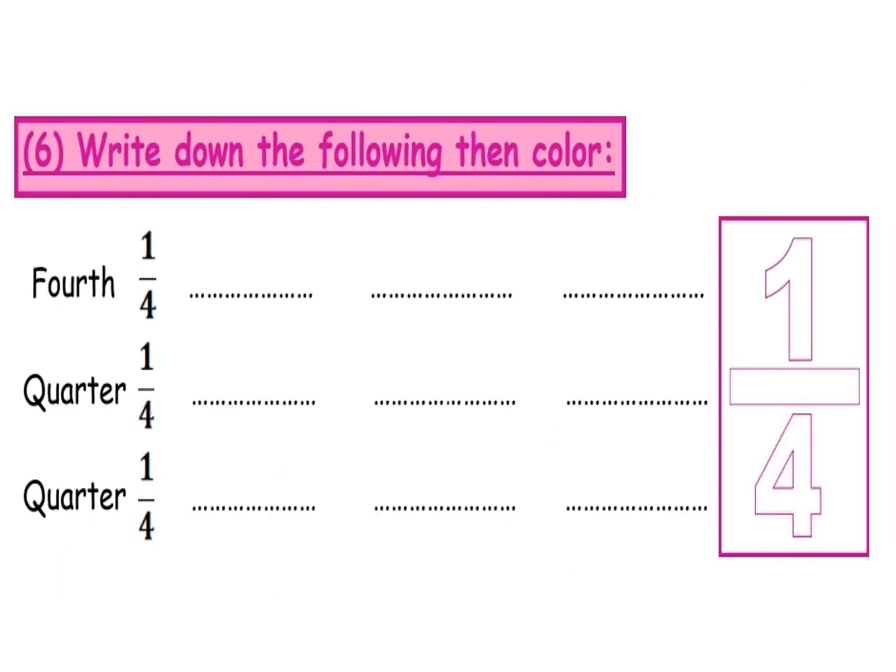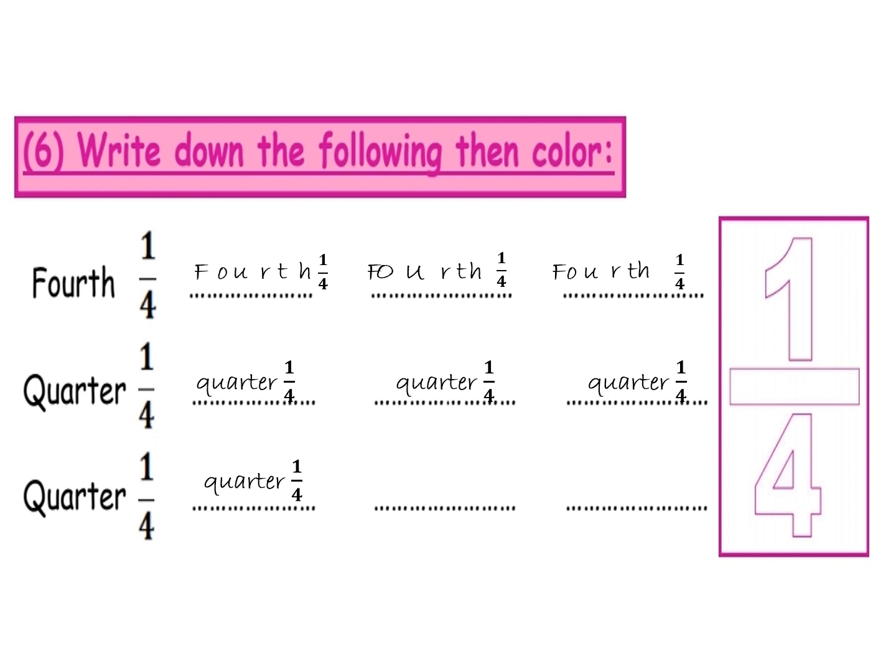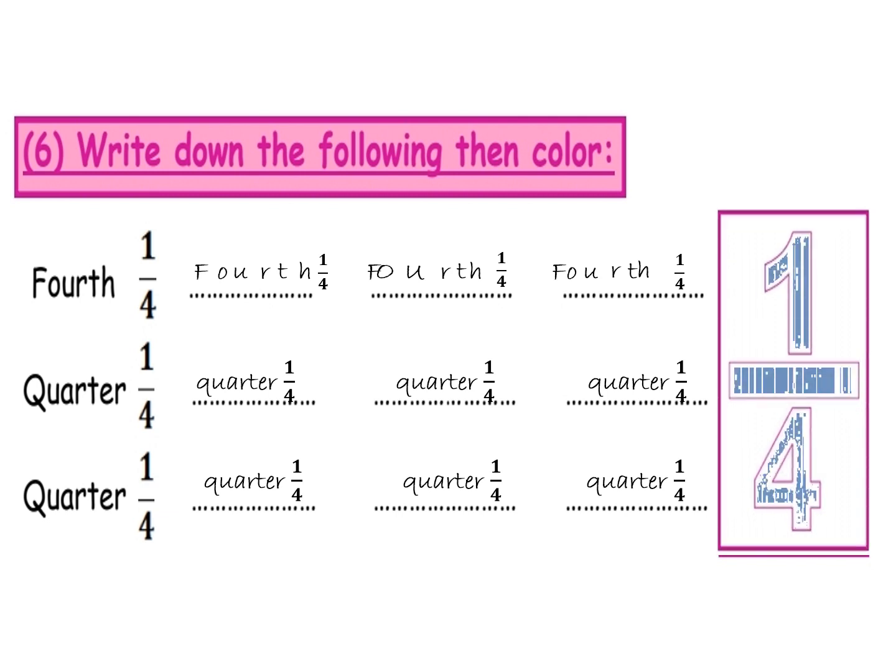Fourth, we're going to write it here, F-O-U-R-T-H, fourth. F-O-U-R-T-H, fourth. F-O-U-R-T-H, fourth. Or we can say quarter, or you can say quarter. Quarter, Q-U-A-R-T-E-R. Quarter, Q-U-A-R-T-E-R. Quarter, Q-U-A-R-T-E-R. Quarter.